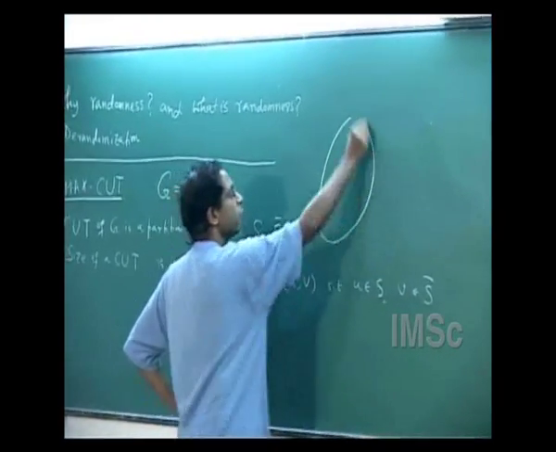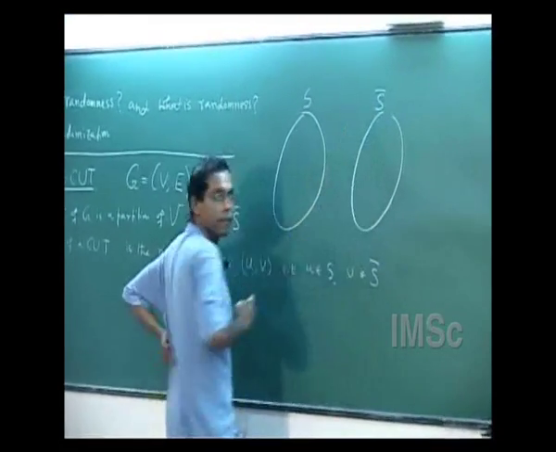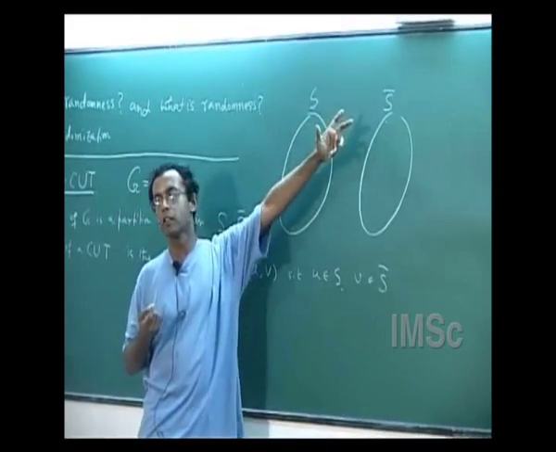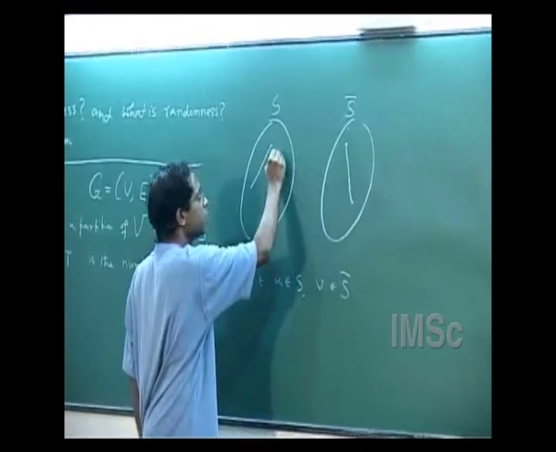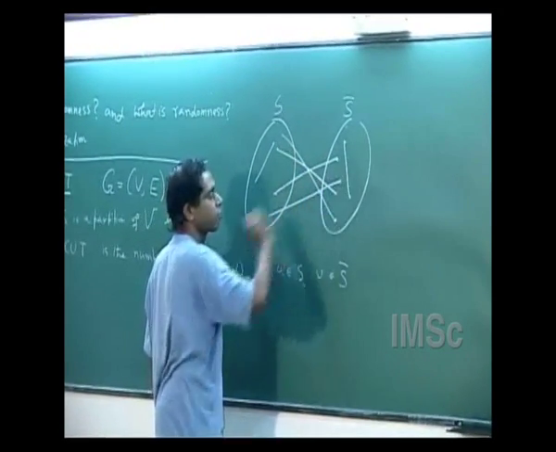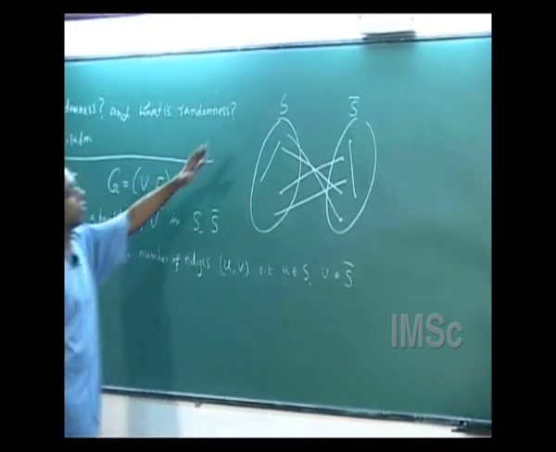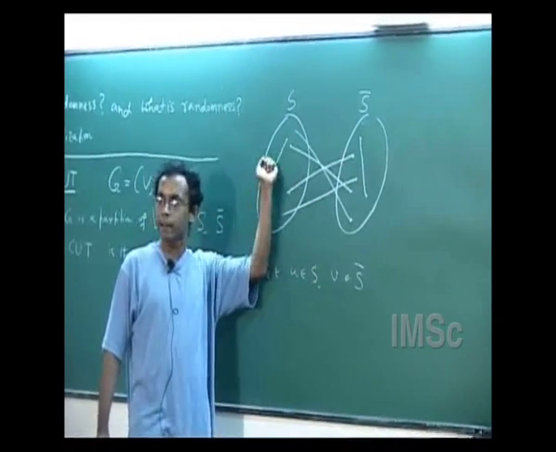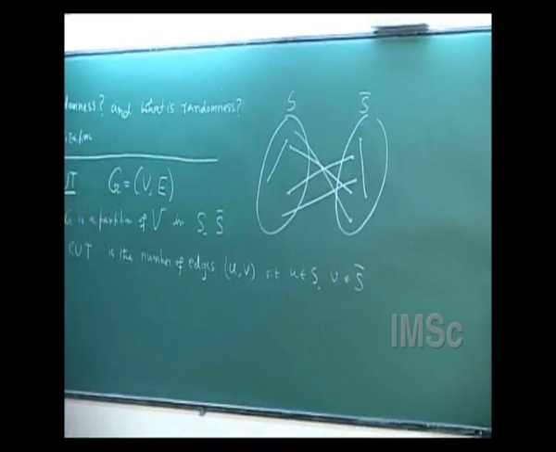So pictorially, if you have these two sets, S and S bar, there could be a few edges where both the vertices lie inside S or S bar. There could be edges like that, and there can be edges like that. The size of the cut is the number of edges where one vertex is in S and the other vertex is in S complement. Is the definition of cut clear?